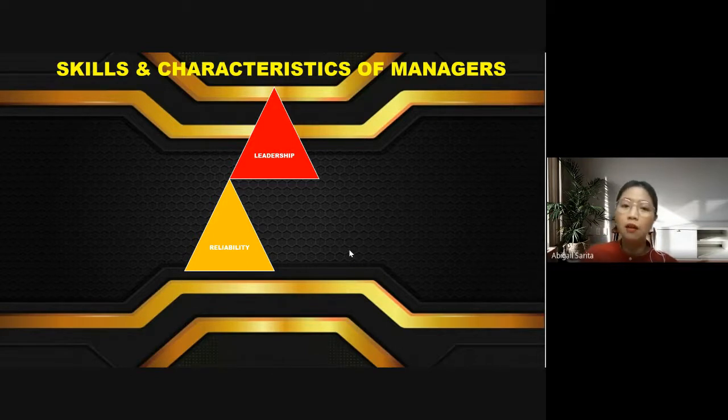Hindi ko kasi ito alam eh, pwede ba mo ba akong turuan? So si Kyla, alam niya yung Adobe Acrobat, how it will work. So reliable siya. Maaasahan siya just in case may mga bagay na kailangan alamin. Nabibigay niya agad yung informations or nakakapagturo agad siya.